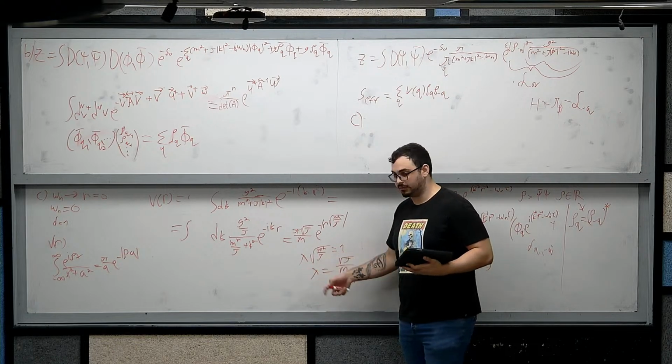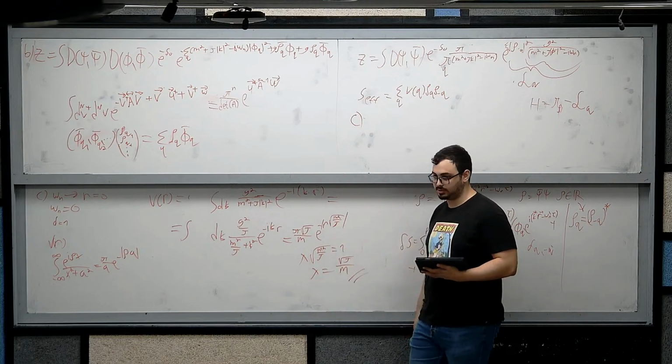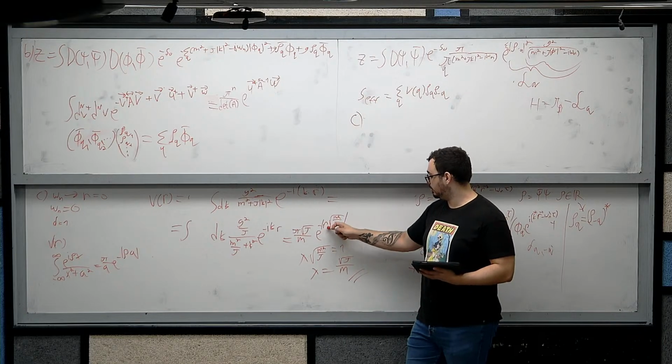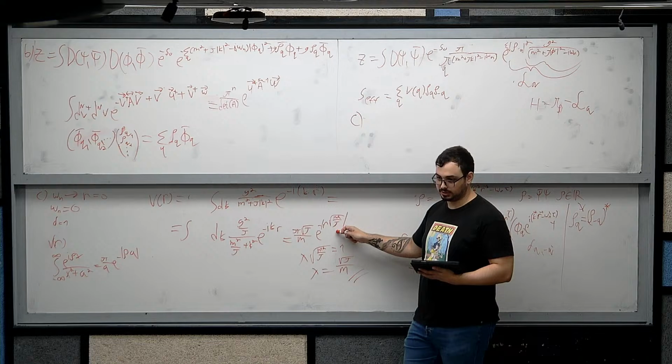No, the condition for decay length is when the power of this exponent is minus 1. So you just need to equalize, say this is equal to 1.